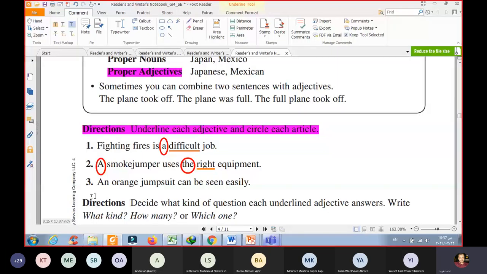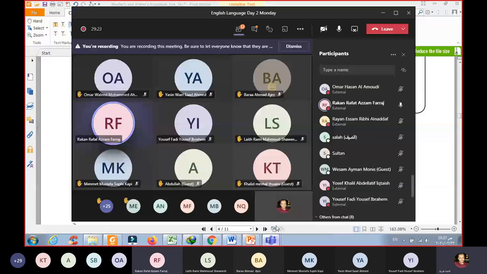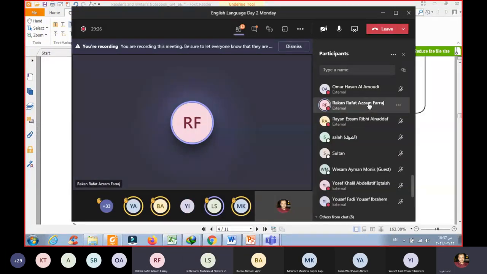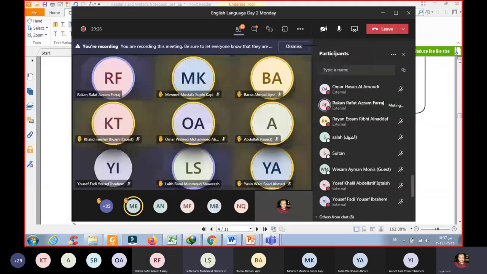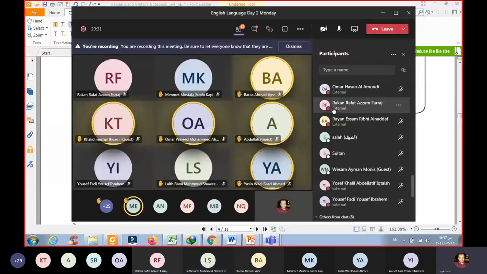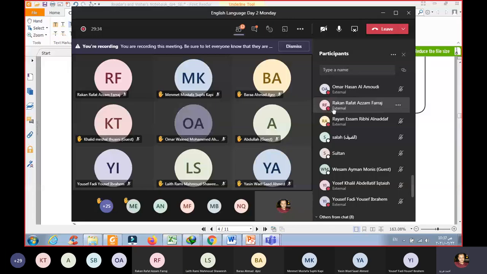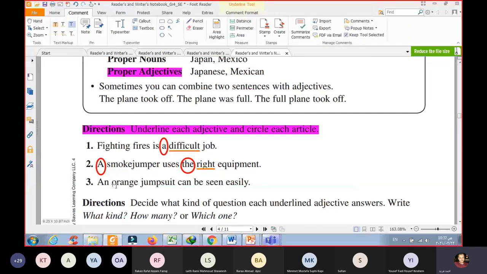And orange jumpsuit. Oh my god, my ears. Who is doing this noise? Who has a helicopter in their microphone? Again, please. Sultan, say it again. Okay, and orange.